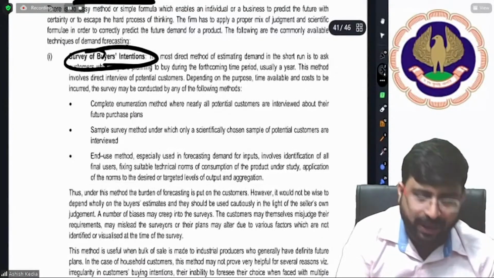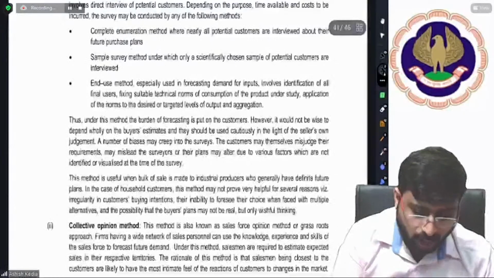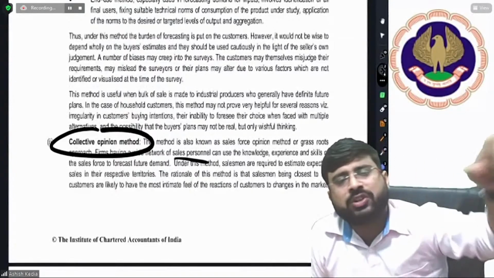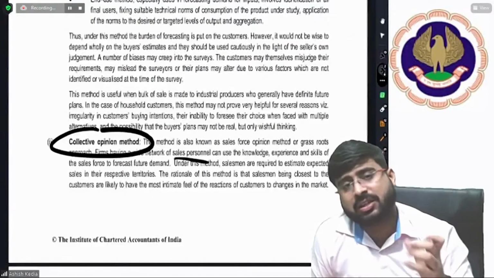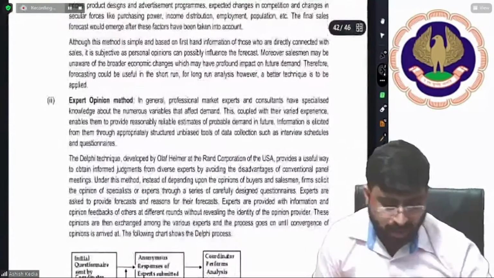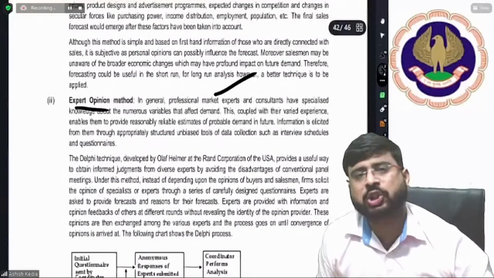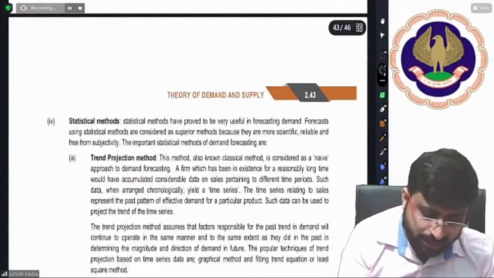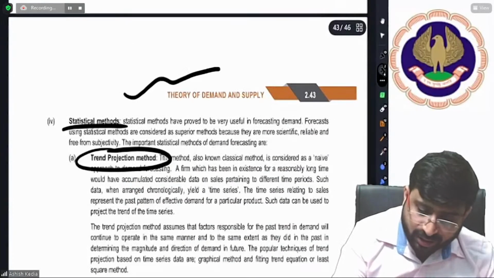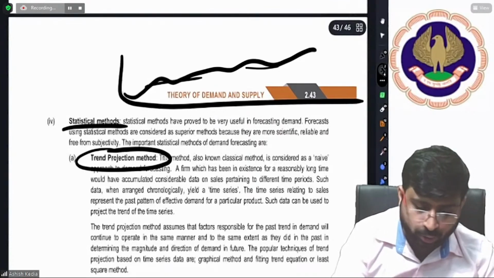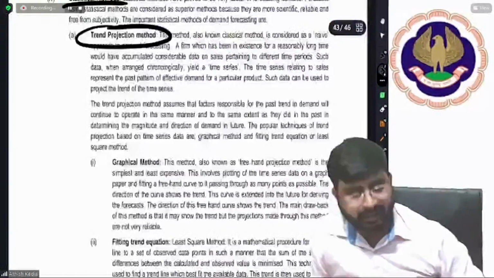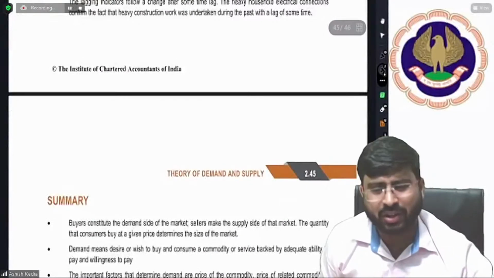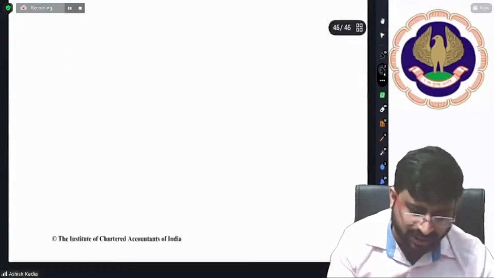Number one, survey of buyers' intentions. Number two, collective opinion method. Here, sales personnel are asked to visit people's places, and then they are asked for their opinion on how people are behaving. Expert opinion: here you ask a market expert, like a stock market expert, about stock market shares. Statistical methods: here you see the trend, like drawing a graph and seeing what is happening. If, let's say, hand sanitizer demand is going up on the graph, it means the demand is on the rise. Mere reading of these techniques is enough. You don't need to stick to each one of them, nor is there any importance to them.